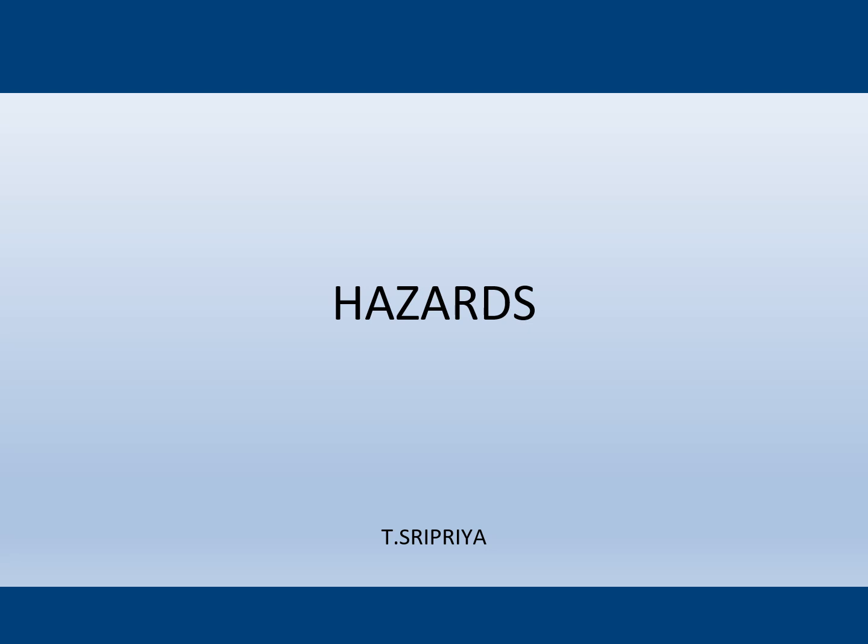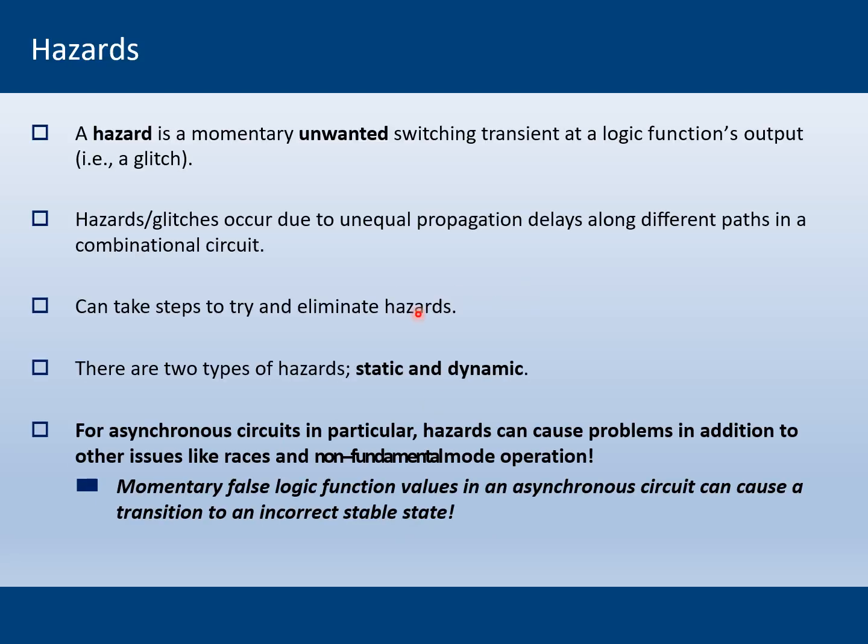Hi everyone. In this session, we are going to look at hazards. What is a hazard? A hazard is a momentary unwanted switching transient at a logic function's output. We call that a glitch. Hazards or glitches occur due to unequal propagation delays along different paths in a combinational circuit. So we can take steps to try and eliminate hazards.